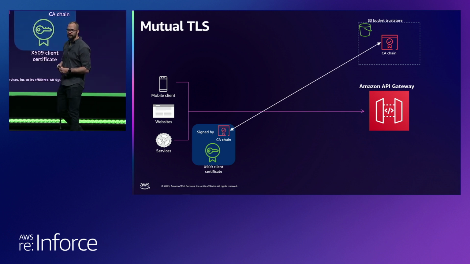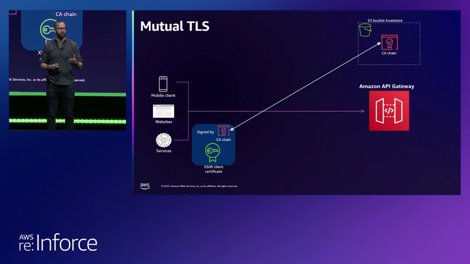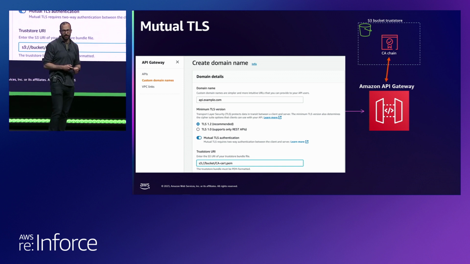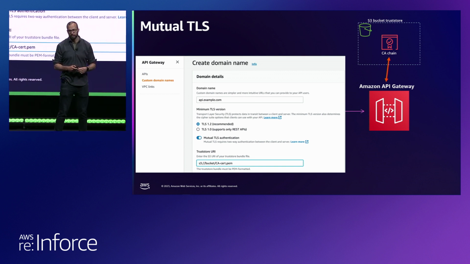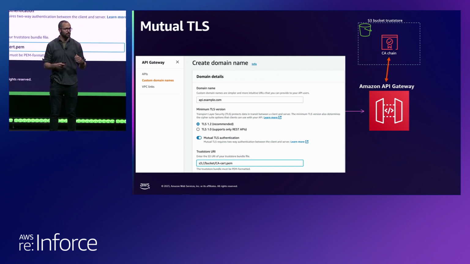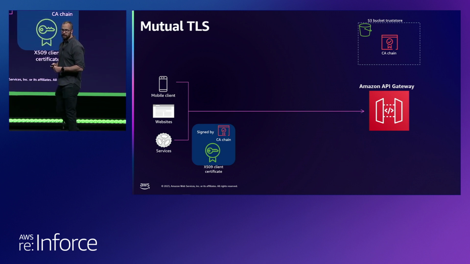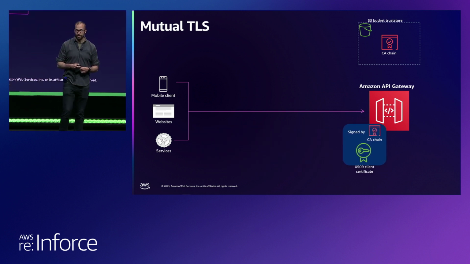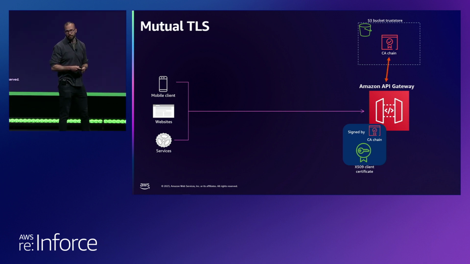And we do that by creating an S3 bucket, uploading the CA chain into that bucket, and then configuring the API Gateway with a path to that bucket, saying that, hey, we want to do mutual TLS, and here is the CA chain that you need to use to validate incoming client certificates. Then the application connects, and the client certificate is provided to API Gateway. API Gateway validates if it's signed by the same CA that it knows about, and if it is, traffic is going to be allowed.